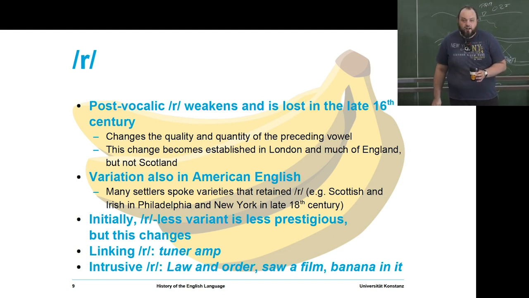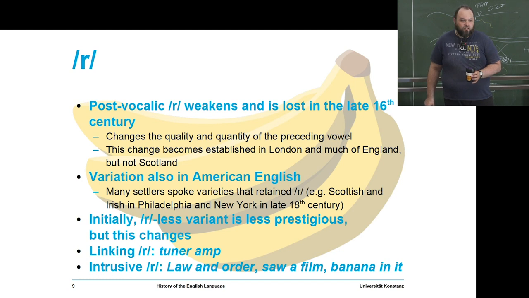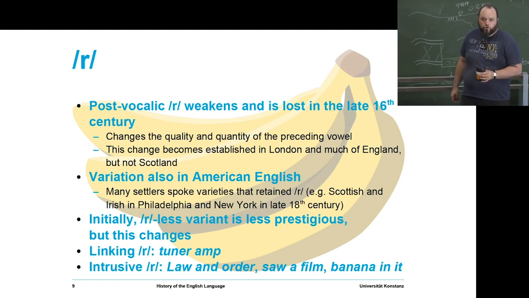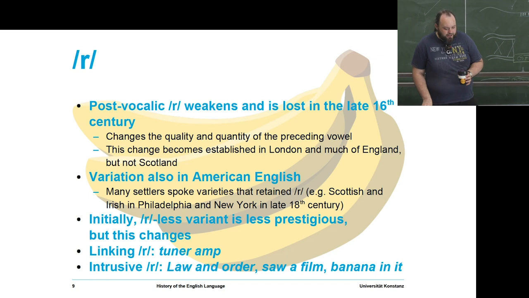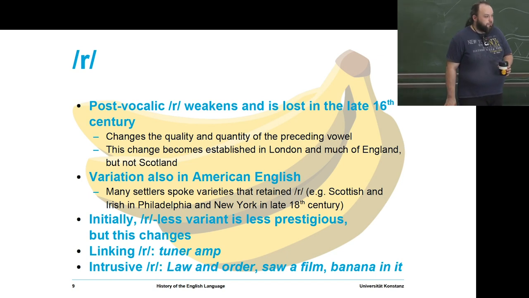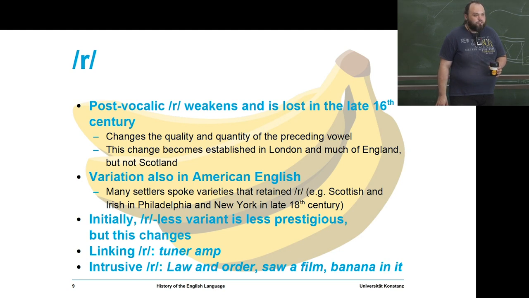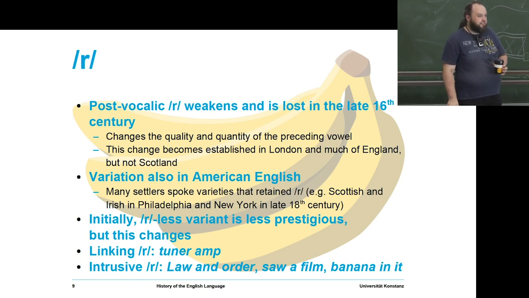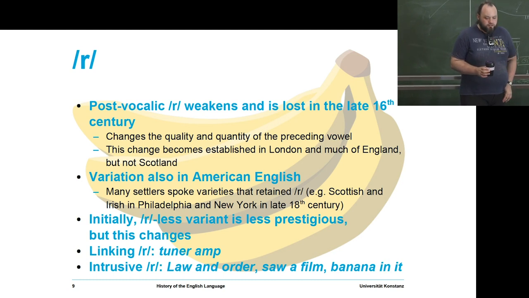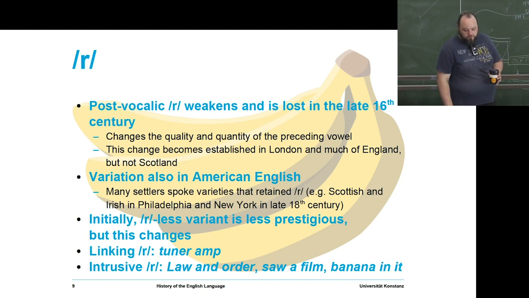So this post-vocalic R in words like car, this R, I have to try quite hard to produce this sound. It's not an easy one for me. What's interesting about it is that the prestige varieties differ. So in British English, the variety without the R is the prestigious one, and the varieties with it are non-prestigious. In the US, I believe it's mostly the other way round. So pronouncing the R is the more standard-like, formal-like variant.